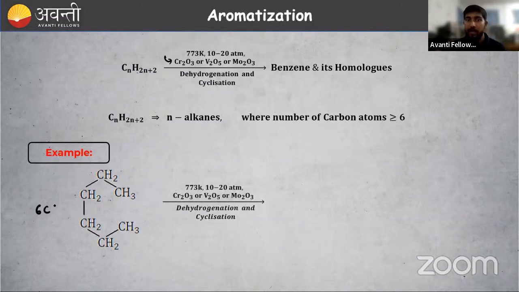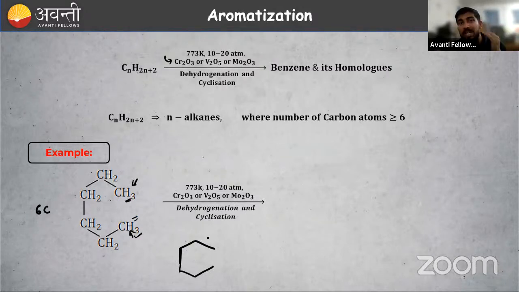In the presence of this catalyst, with high pressure and high temperature, dehydrogenation and cyclization occur. What do you mean by dehydrogenation? I am removing some hydrogen. What is decarboxylation? Removing carbon dioxide. So I remove one hydrogen from here and one from here. Carbon is tetravalent, so it needs 4 bonds. This is our reactant. I am removing one hydrogen from each end, that is dehydrogenation.